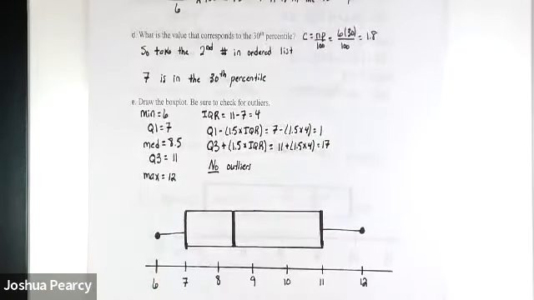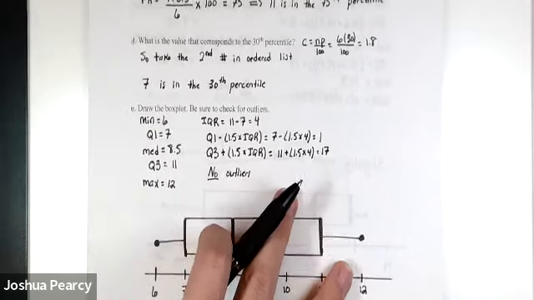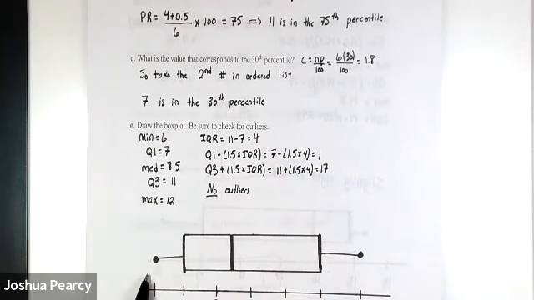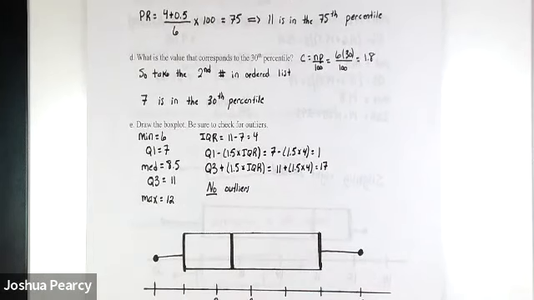Then using the same idea, we do it for the upper end. Q3 is 11, and then we add 1.5 times the IQR. So it's 11 plus 6, or 17. Are there any data values greater than 17? No. So there are no outliers. That means that 6 and 12 are the actual min and max.